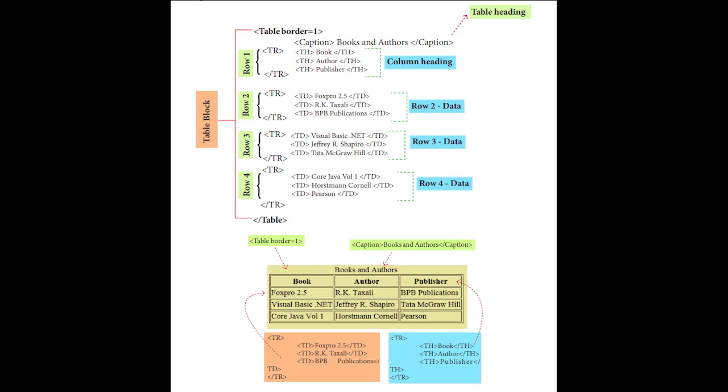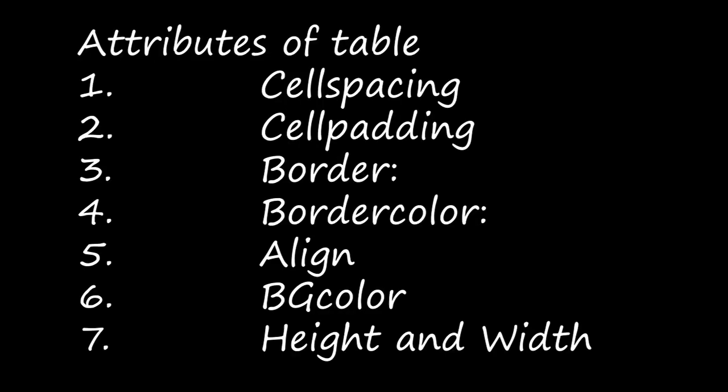Now we are going to see about the attributes of table, right? Now you know how to create a table. When you are giving this coding, you will get the table like this. And now we have to know what are the attributes of table. Table is a container tag. We know that, right? Several attributes are there to improve the layout of the table.